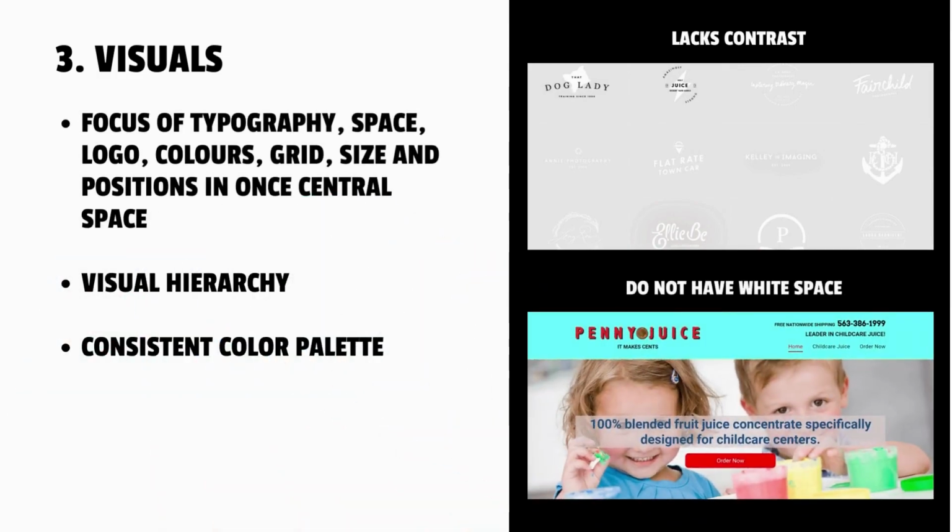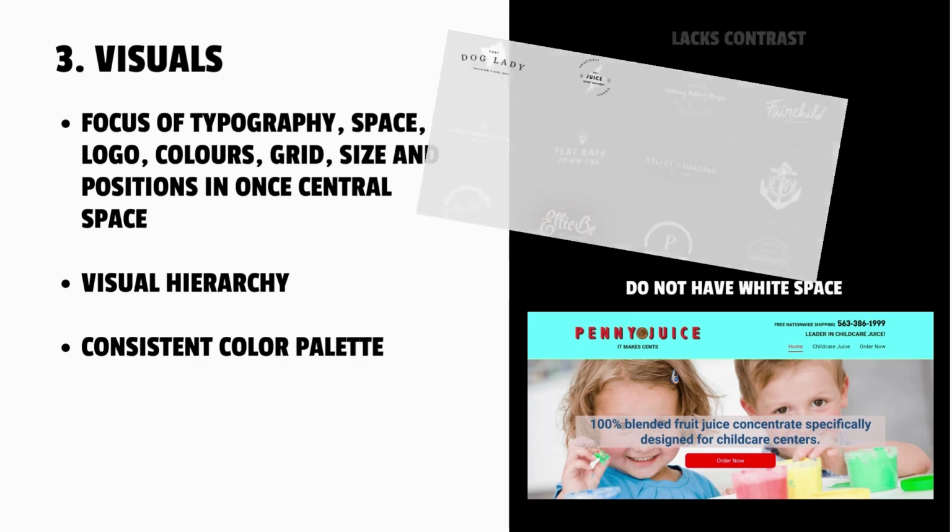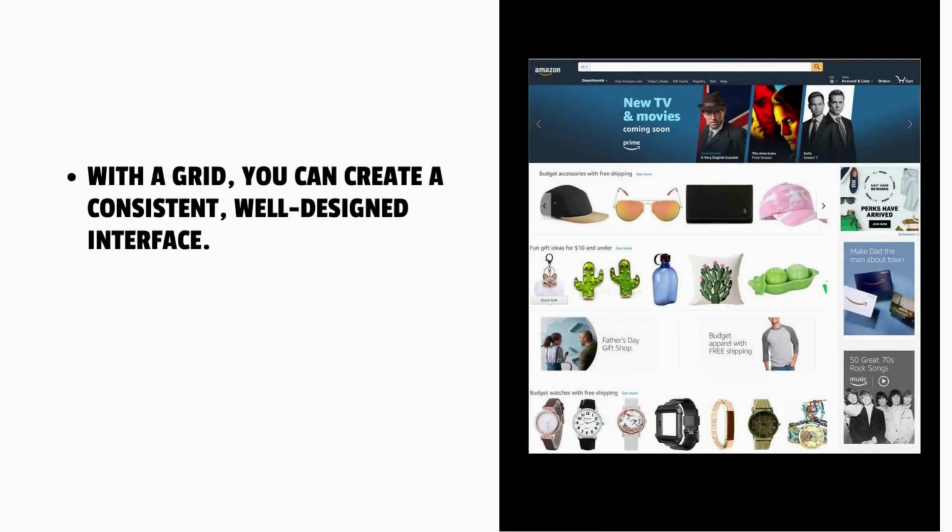Visuals. Designers must define the typography, space, logo, colors, grid, size, and positions in one central place, and then use them across the brand. A strong visual hierarchy distinguishes between the most and least important elements on your website. A grid can make everything clean and organized on your website. It keeps all your elements in their proper places and helps you to determine their size and space of the text, etc. With a grid, you can create a consistent, well-designed interface.